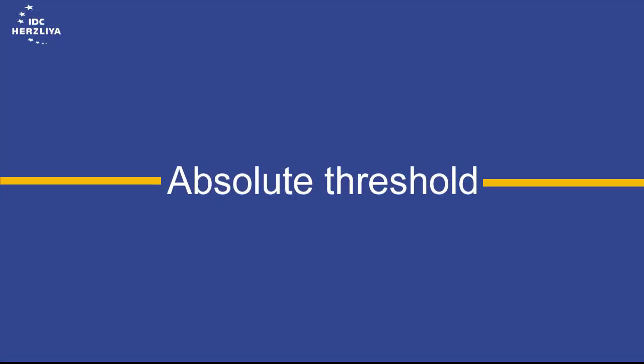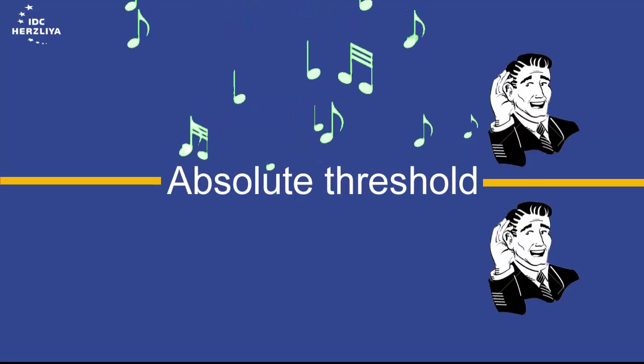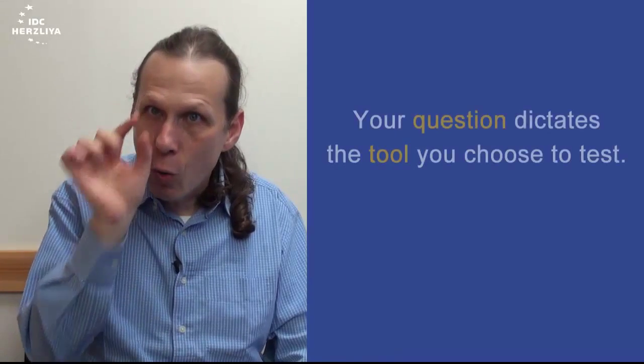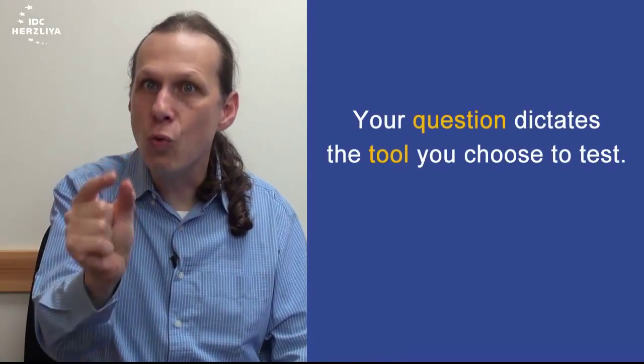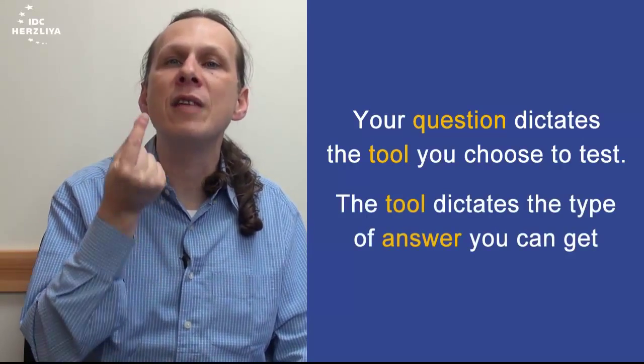The first one assumes that there is a threshold in the world. We assume that there is one point in the physical world above which we can sense everything, and below that point there is nothing. Your take-home message: your question dictates the tool you choose to test, and the tool dictates the type of answer you can get.